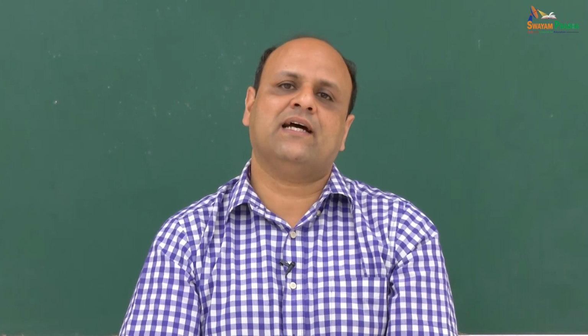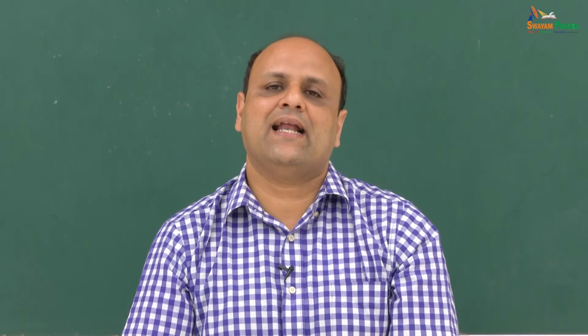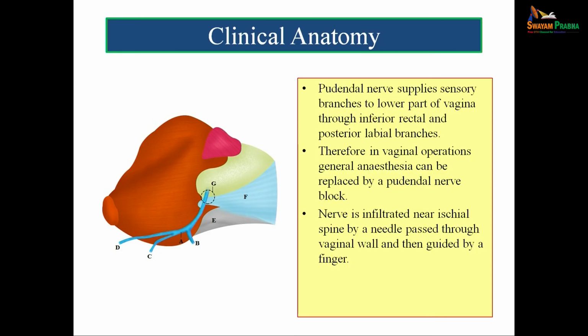So local anesthesia is a big revolution vis-a-vis the general anesthesia, which saves the patient because the time of recovery is less, and the patient can cooperate with the procedure. So in operations of the lower part of the vagina, pudendal nerve block is frequently done, and this figure here in the presentation is showing G. G is the area where the local anesthetic is injected, so that it takes effect, and the lower part of vagina, which is supplied by the inferior rectal and the posterior labial nerves, that is properly anesthetized.